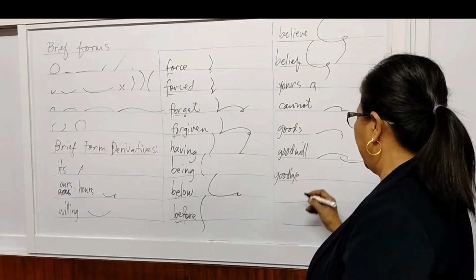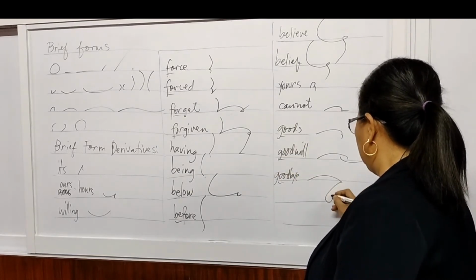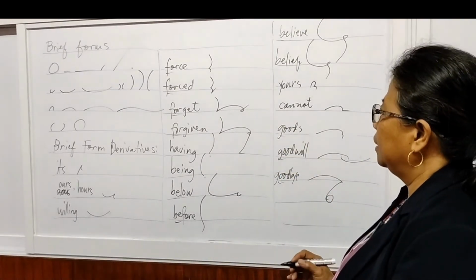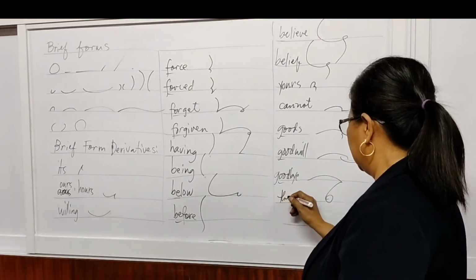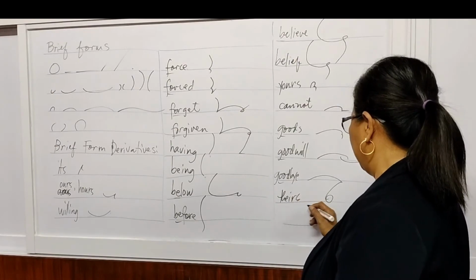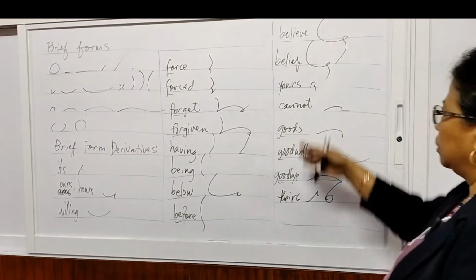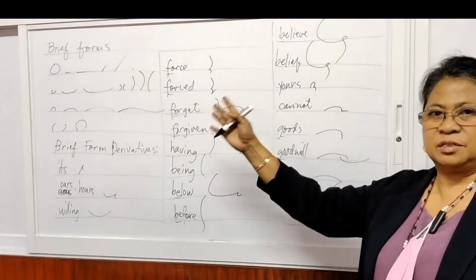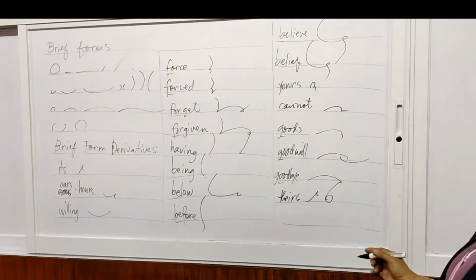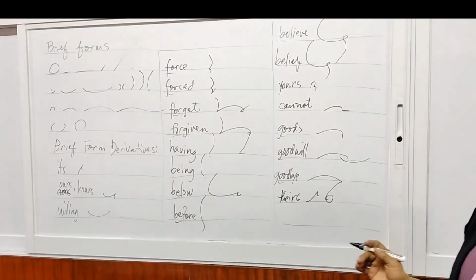Goodbye. Okay? So there is the good. So good, be, and I for goodbye. Then theirs. Theirs for the pronoun there. So there and his. So these are some derivatives that we can derive from the brief forms that we have taken up last time. Alright? So now, we are going to move on to the next set of brief forms.